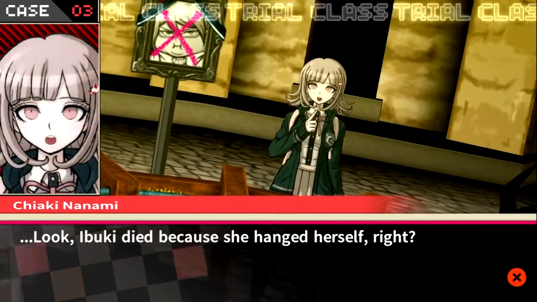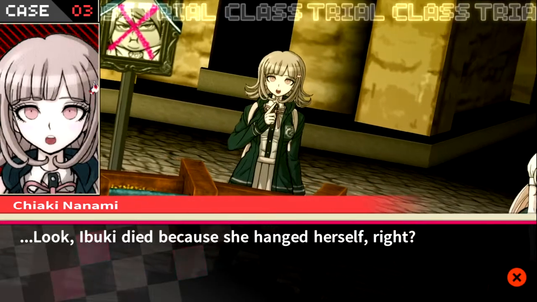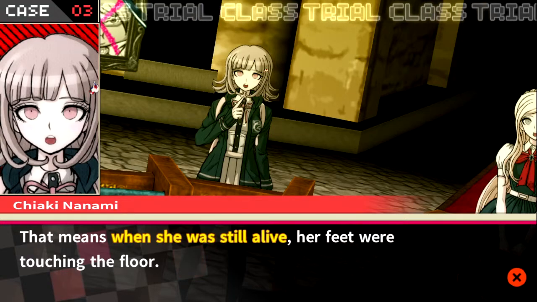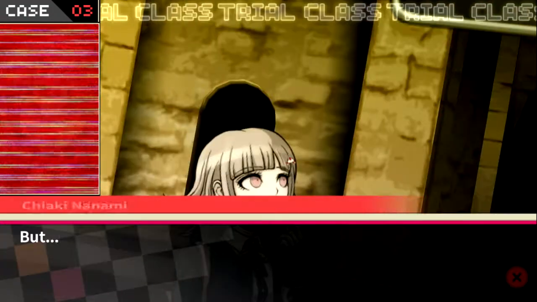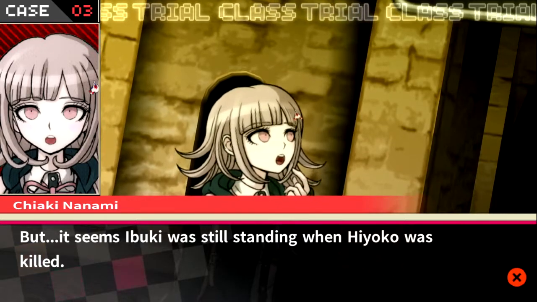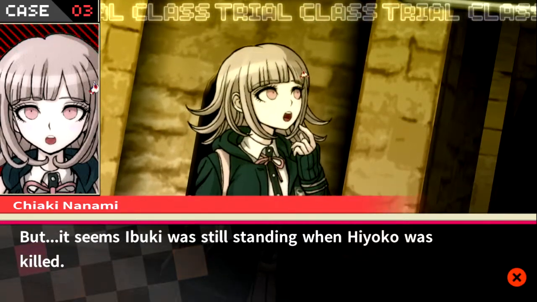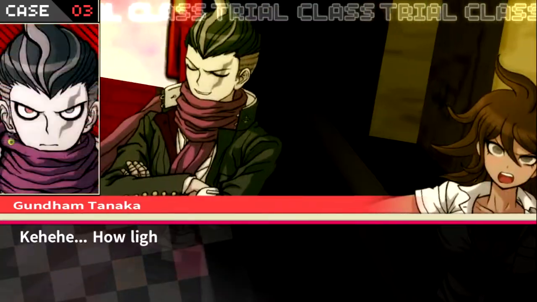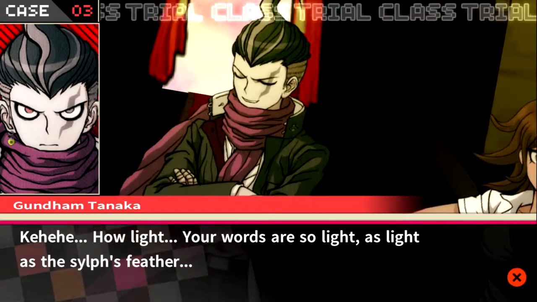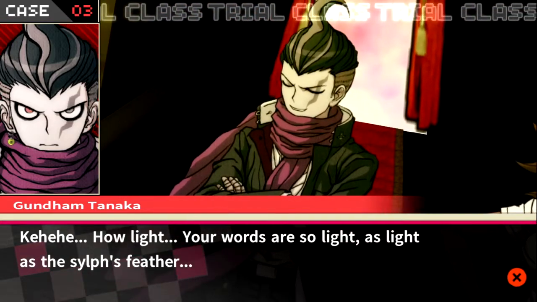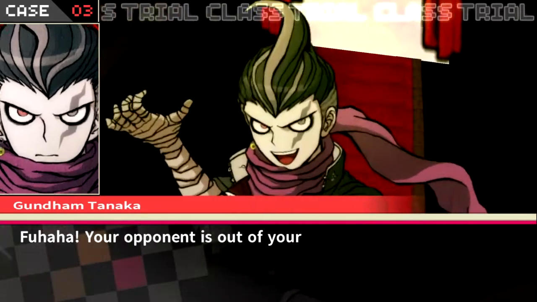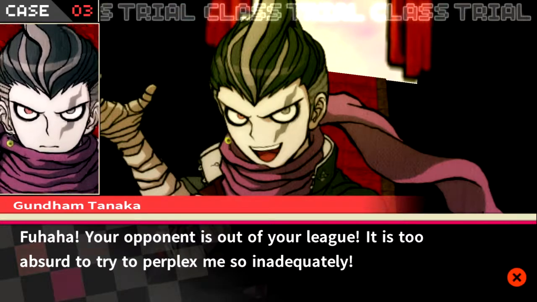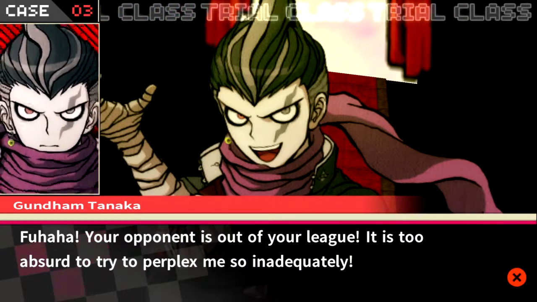Look, Ibuki died because she hanged herself, right? That means when she was still alive, her feet were touching the floor. What's wrong with that? But it seems Ibuki was still standing when Hiyoko was killed. That would mean Hiyoko was killed before Ibuki. How light. Your words are so light as the sylph's feather. Your opponent is out of your league. It is too absurd to try to perplex me so inadequately.